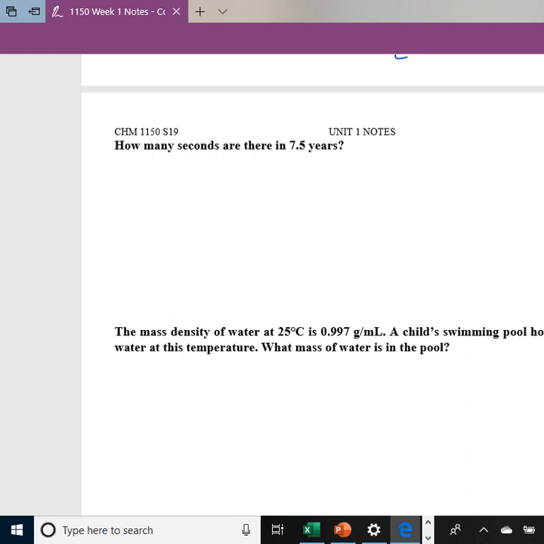Okay, so let's put this into practice. So, for example, how many seconds are there in 7.5 years? So there's 2 things we need to focus on here. First of all, what are we told? So what do we know? So we know we're going to start with 7.5 years. And the other thing we need to know is, what are they asking for? What are we trying to get to? So we're trying to get to seconds. Our goal is to convert down to seconds. So there are going to be some conversion factors in the middle there.